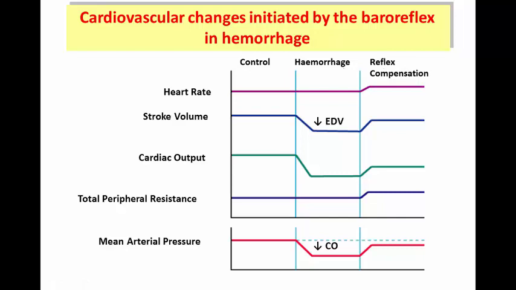So here we have the heart rate. The control is before the subject bleeds, before hemorrhage. Then here is what happens during hemorrhage, and here we have what happens as a reflex compensation when the arterial baroreceptor reflex is activated. So the heart rate, this is the heart rate before hemorrhage.